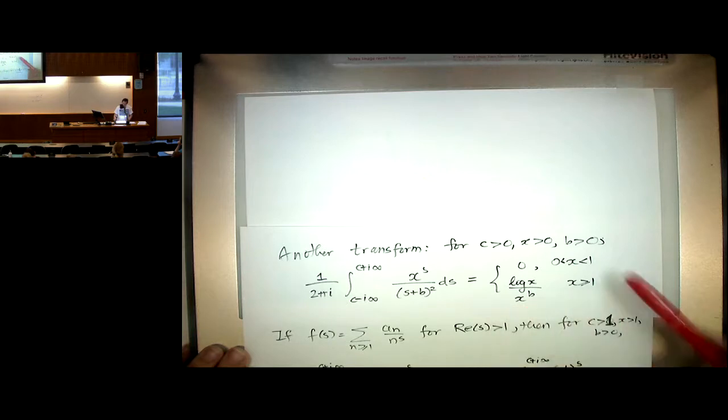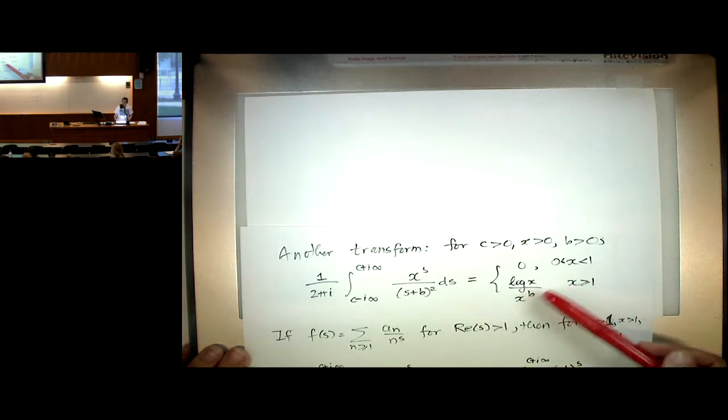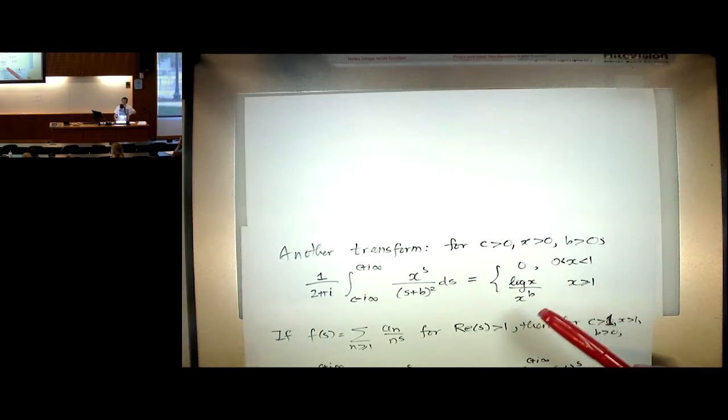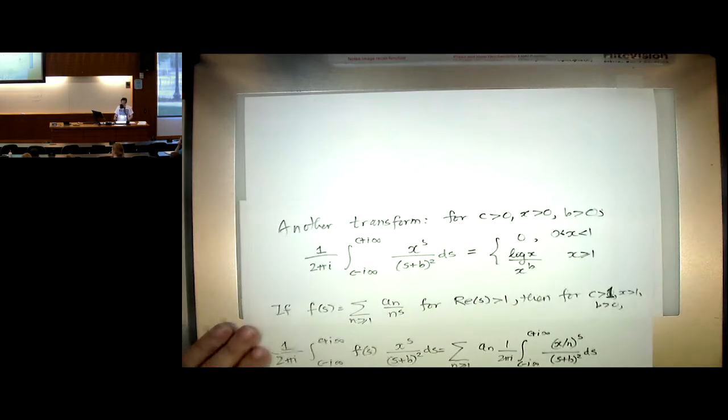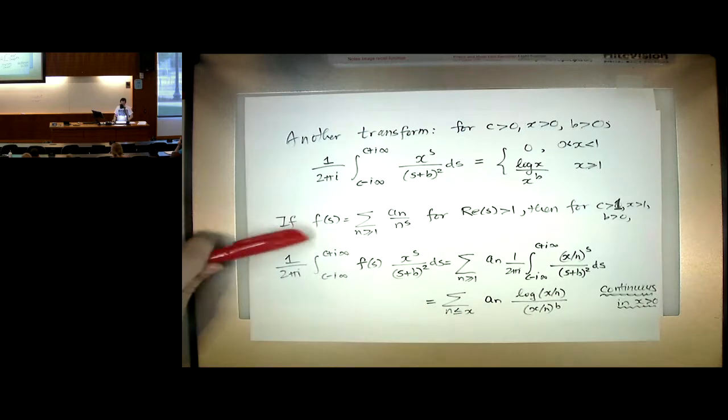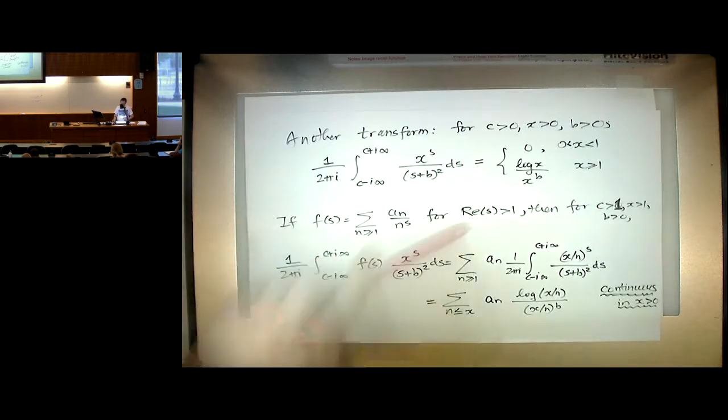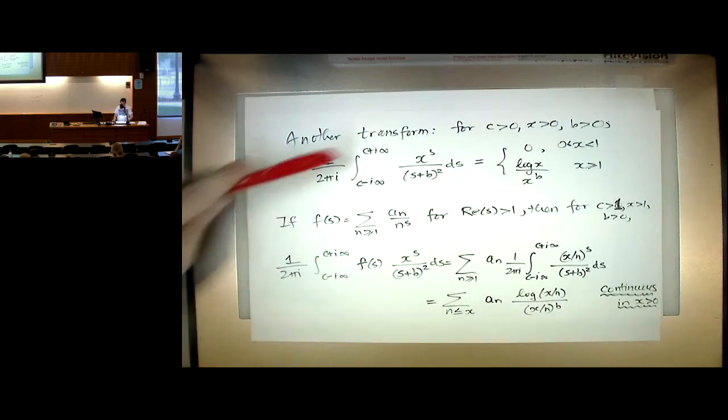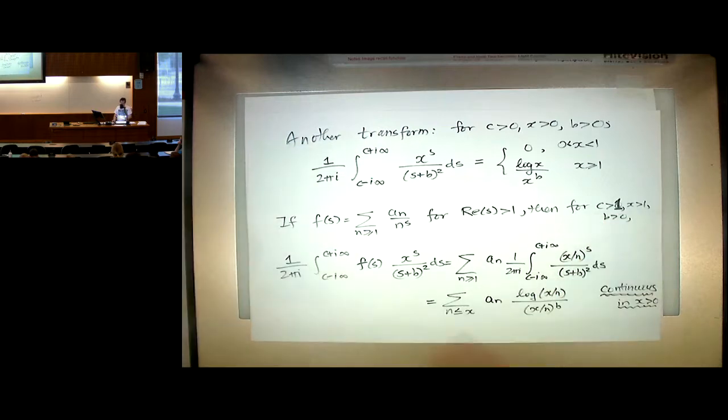The thing about this is notice when x is 1 that they match. So when x is 1, this is also 0. So it's a little bit nicer than the previous example because this is actually continuous in x. No funny jumps. And so if you were going to apply this to a Dirichlet series, say it converges to the right of 1, then you're going to integrate to the right of 1. And let's say x is bigger than 1.